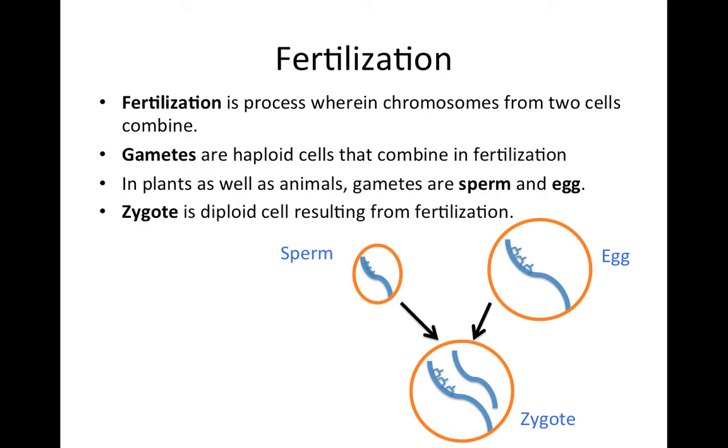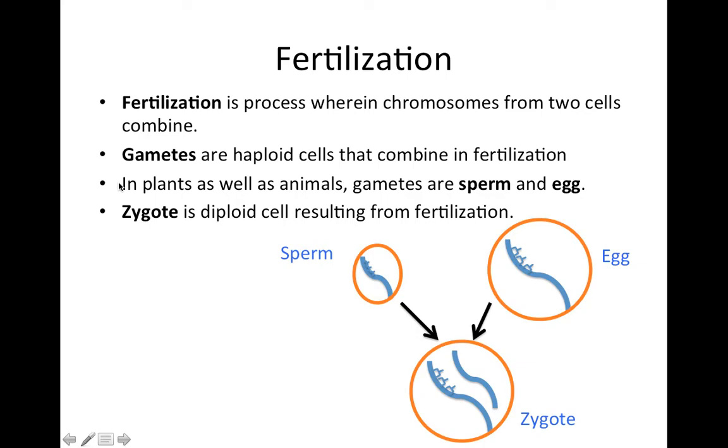So we've talked about how cells can reduce the number of chromosomes through meiosis. The next thing we need to talk about is fertilization. Fertilization is the process wherein chromosomes from 2 cells combine together. The cells that contribute their chromosomes to this combination are called gametes. Gametes are haploid cells that combine in fertilization.